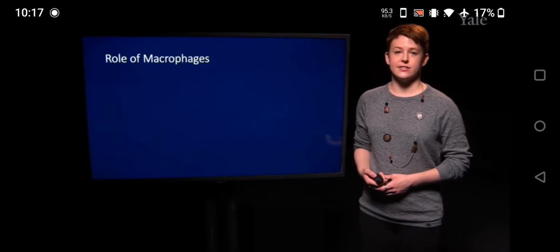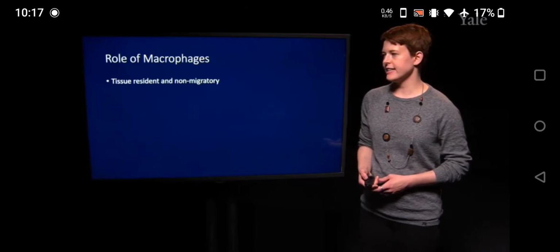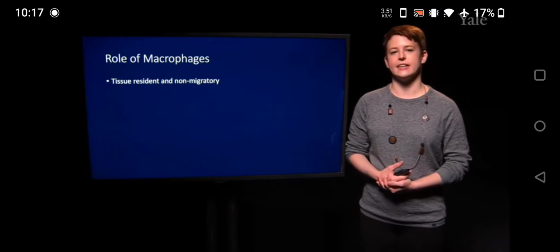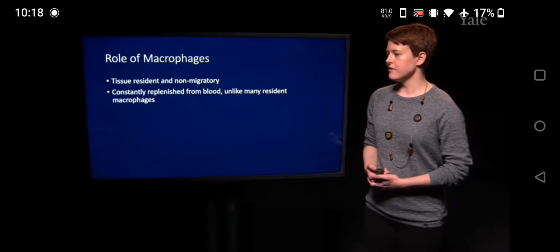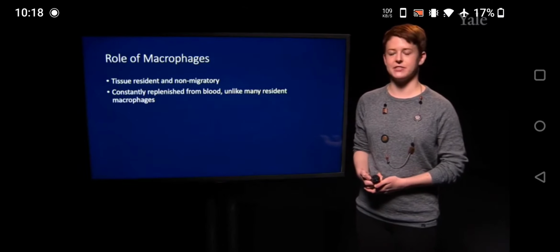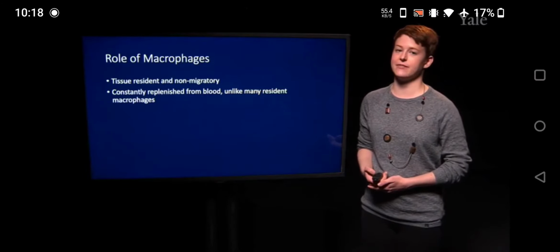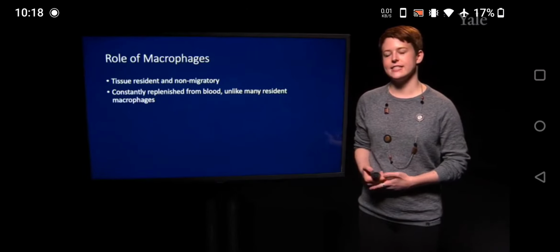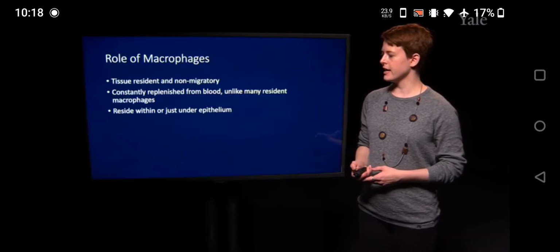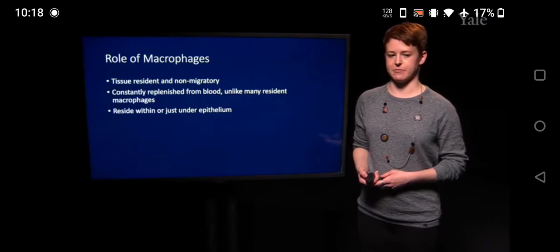So macrophages are also a very important cell type in the mucosa. And in the gut, at least, the macrophages are tissue-resident and non-migratory. However, they are constantly replenished from the blood. So many tissues have tissue-resident macrophages that are derived from the fetal yolk sac or fetal liver. However, in the gut, these macrophages are turned over repeatedly from the blood. And these macrophages will reside within or just under the epithelium.